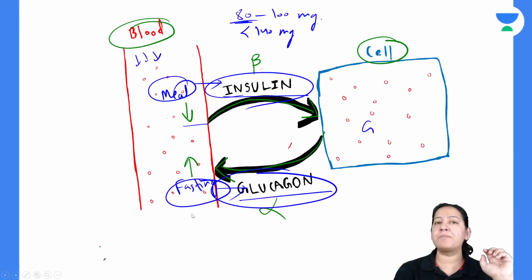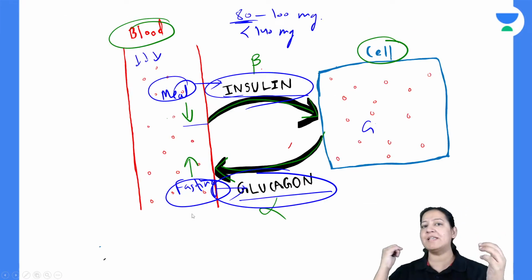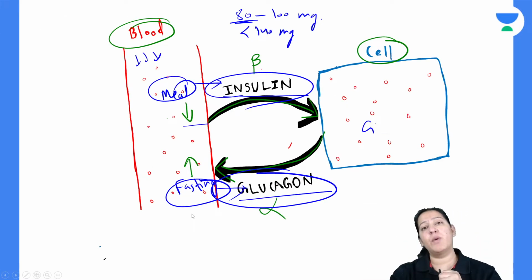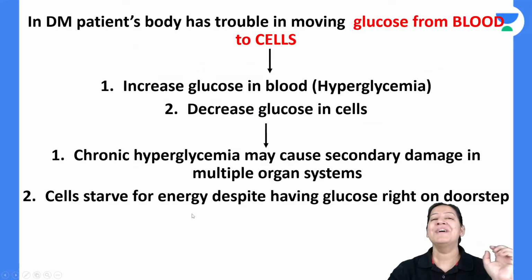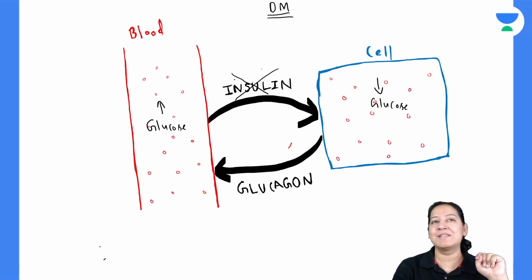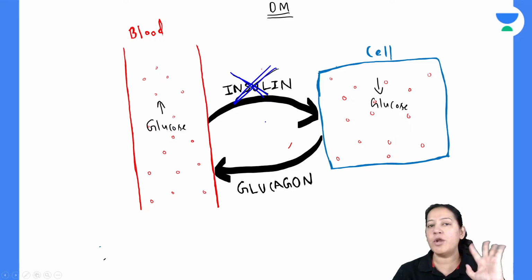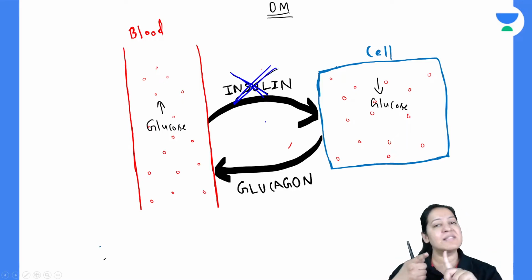But what is the problem in diabetes? Let's talk about diabetes. What is the problem in a diabetic patient? The problem in the diabetic patient is with insulin. Can you see? I have made a cross. What do you mean by that cross? Either the insulin is absent, or if it is present, it is non-functional.